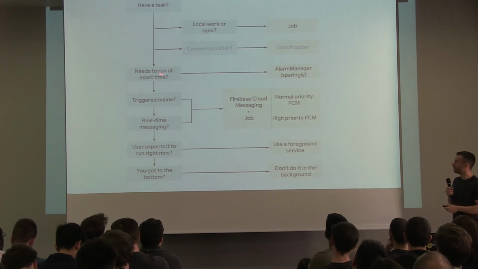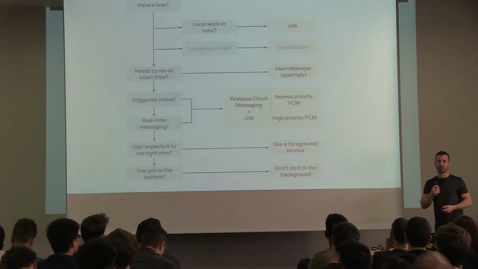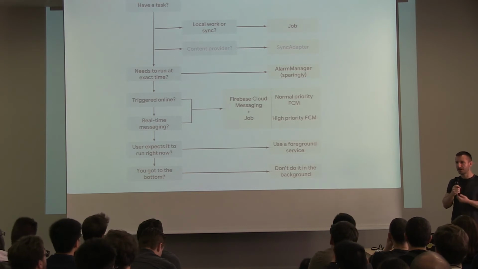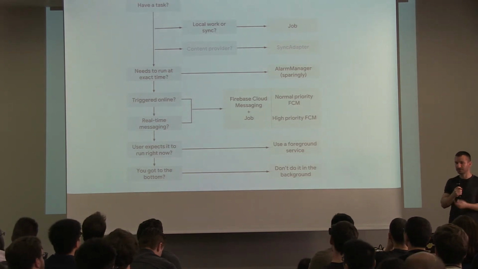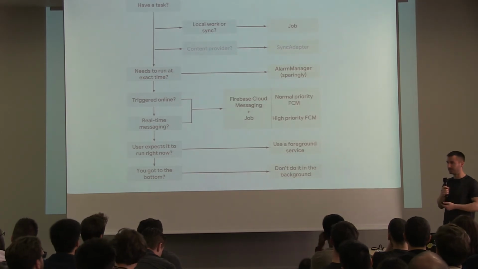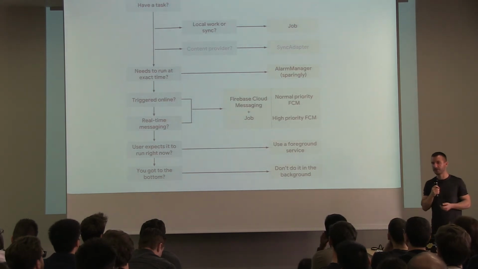Okay, but what about things that need to run at an exact time? Like, let's say we have a conference schedule app, like for this conference, and I want the app to remind people to come to their sessions 5 minutes before. And so that's super important to run at a specific time. Well, then maybe use an alarm manager with the wake up alarms. Maybe that's fine, but remember to do it very sparingly, only if you have to.